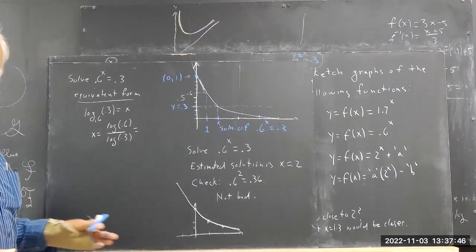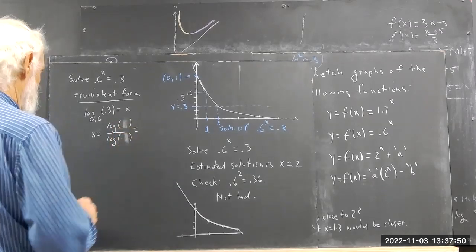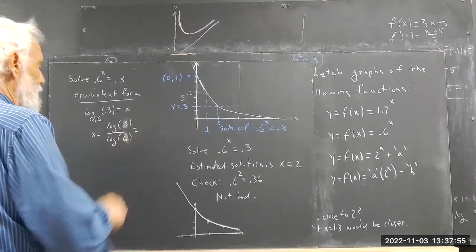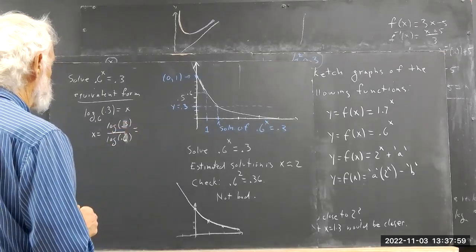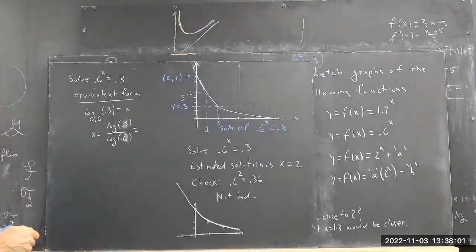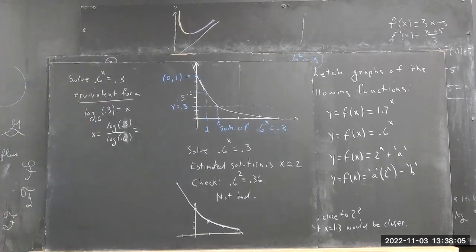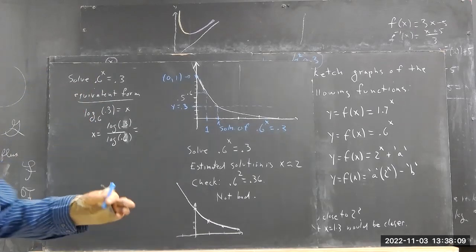I should have followed my algorithm there. I know better. I wrote it down too quickly. It's log of 0.3 over log of 0.6. The other doesn't make a whole lot of sense. Yeah, log of this over log of this. Okay, so what do we get?